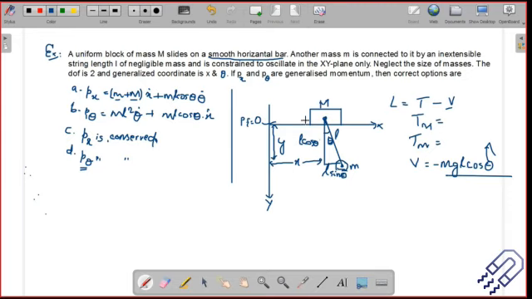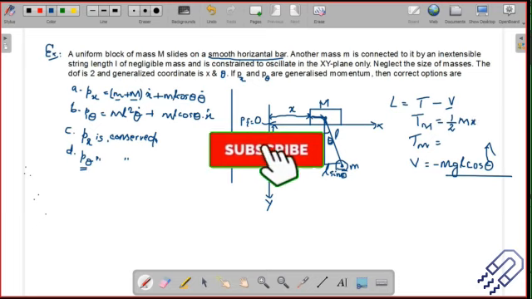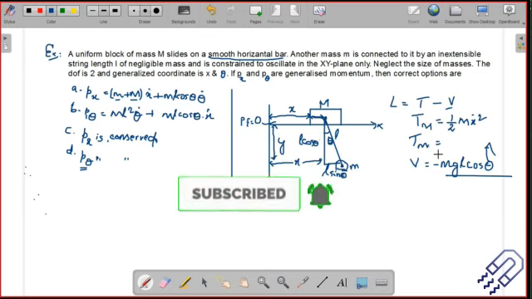I'm saying that the big mass is at a distance x, so this mass is also at a distance x. There is a logic behind saying to neglect the size of the masses. If I don't neglect the size, I would have to consider this distance too, it becomes more complicated, and it might not tally with the options given here. So we say this distance is very small and just call it x. Then we can simply write the kinetic energy as half M x dot square, the kinetic energy of the bigger mass.